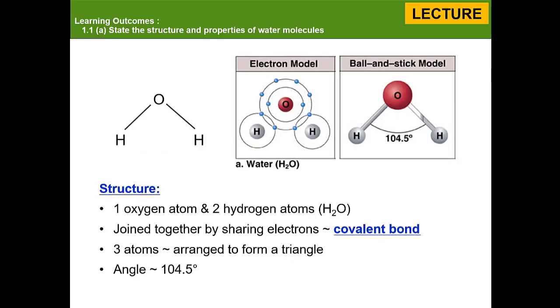The structure of water molecule consists of 1 oxygen atom and 2 hydrogen atoms. They are joined together by sharing electrons. Hydrogen atom and oxygen atom are joined together by covalent bond. From the diagram, the straight line represents the covalent bond. The 3 atoms are arranged to form triangle with 104.5 degree angle.